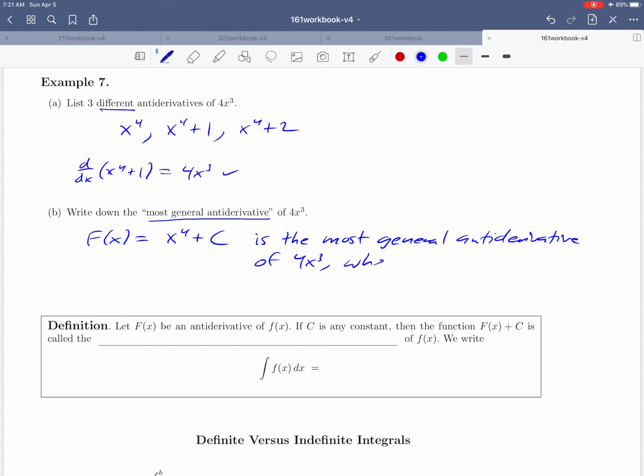Okay, and just point out that that c represents any constant. So that brings us to the definition that we're seeing down here at the bottom of the page. If we start with just any old antiderivative capital F of x of little f of x, then we give the name to this capital F of x plus c that we did above. It's called the most general antiderivative.